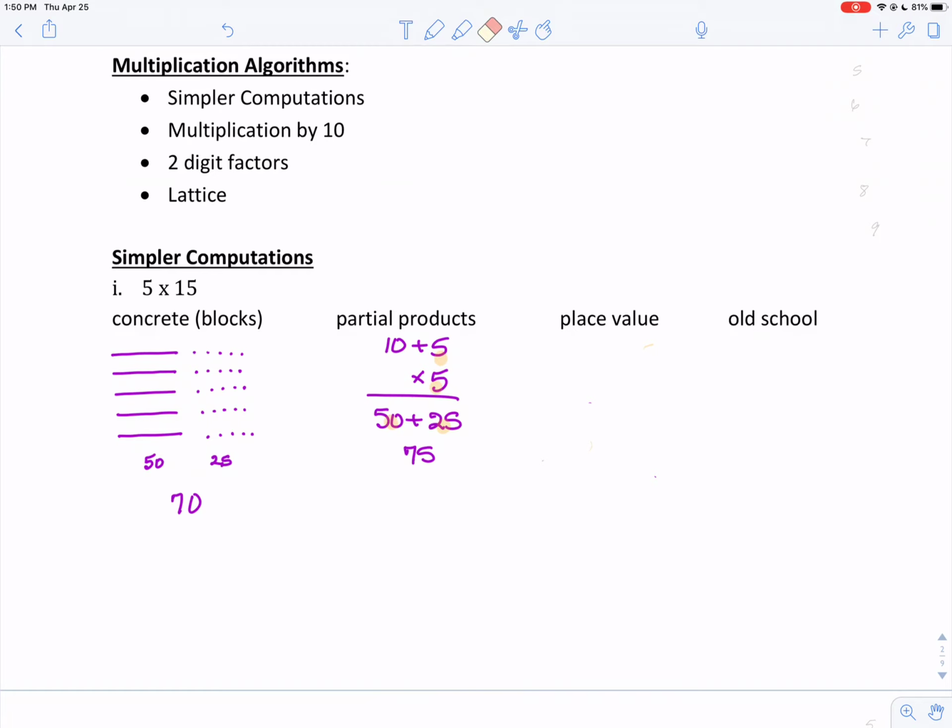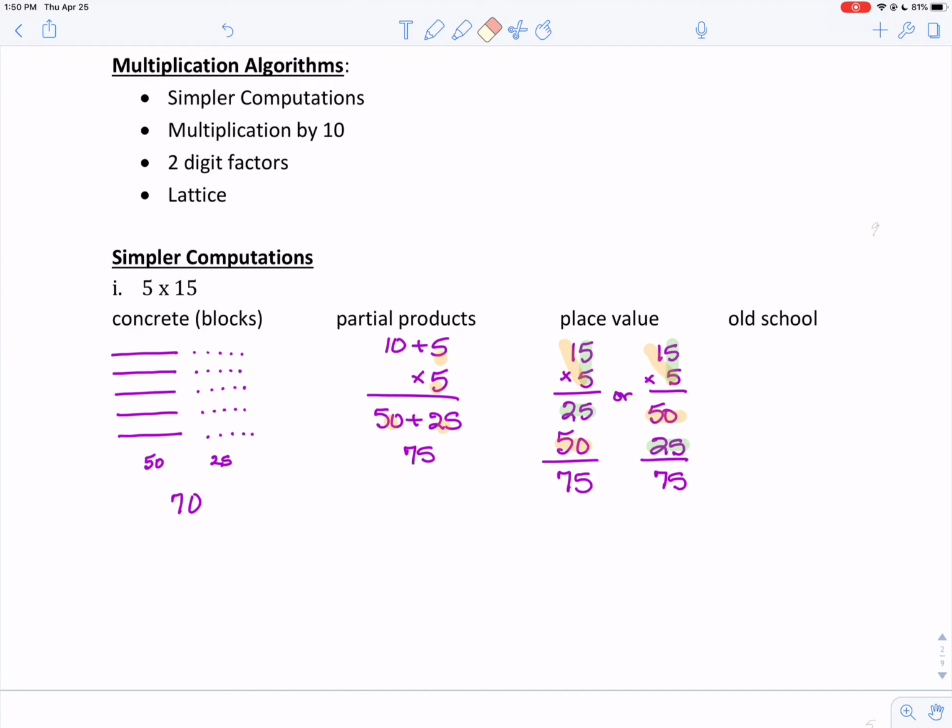Then we have our place value. When doing place value, there's two ways you could do it. The first one, we'll look at the green. You see the 5 times the 5, that's going to give me 25. And then we also have the orange, 5 times 10, and that will give me 50, which you add together to get 75. Now in place value, you can do the tens first. So we could do 5 times 10 and get 50, and then 5 times 5 and get 25. Either way would be correct.